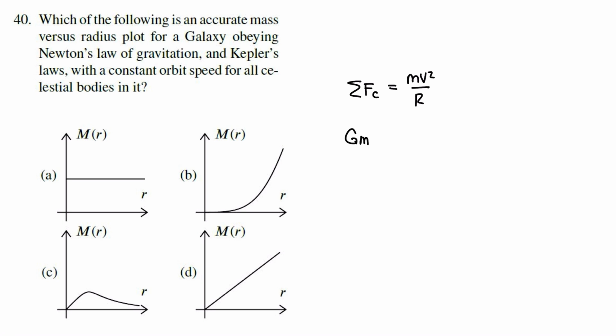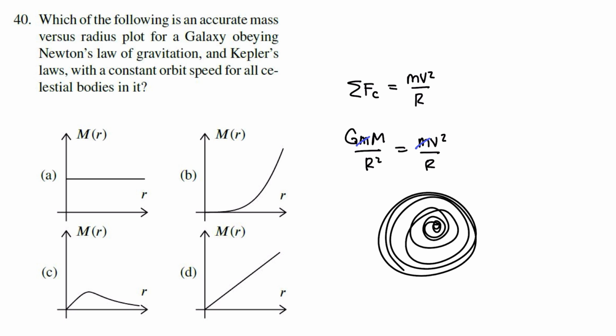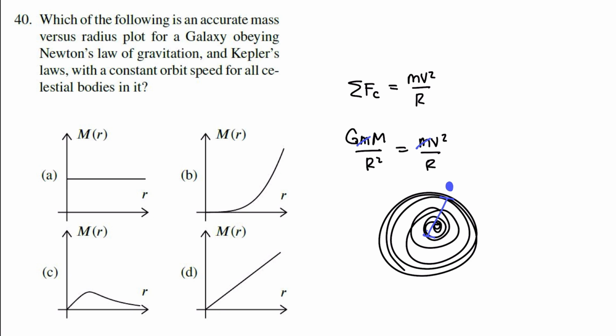In this case, GMm by r squared, which is the gravitational force, is equal to mv squared by r. V is constant in this case, and m, the mass of the individual object, is irrelevant. What we're looking at is, if you were in the galaxy, over here, the mass that is inside relative to you, which causes a gravitational attraction toward the center of the galaxy, providing the centripetal force for you to move in a circular path. That is this mass value here.